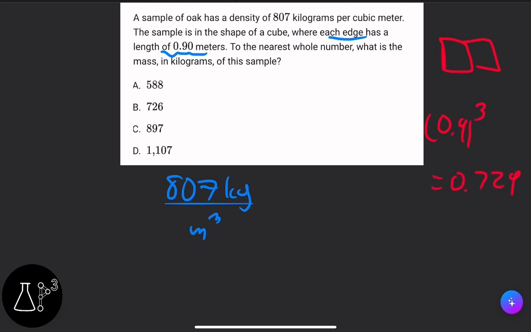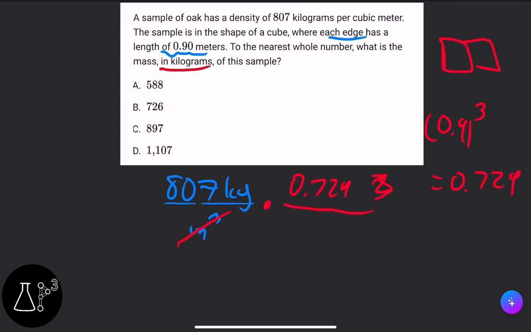And this is important because we're looking for the mass in kilograms only. We want the cubic meters to cancel out. So because the volume of the cube is 0.9 to the power of 3, or 0.729 cubic meters, when we multiply 807 kilograms divided by cubic meter by 0.729 cubic meter, these terms cancel out, and we're just left with kilograms.